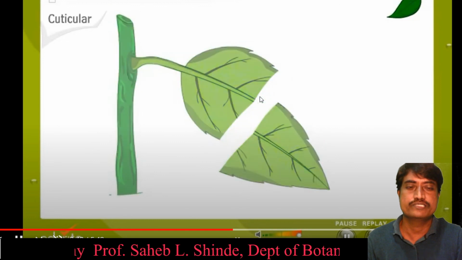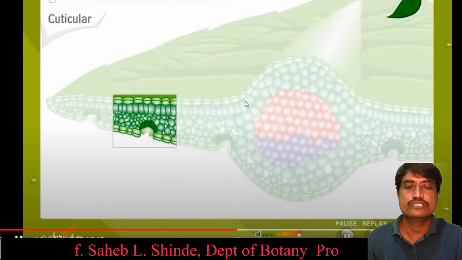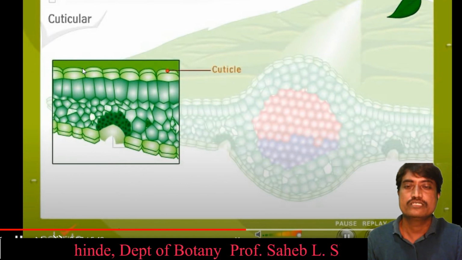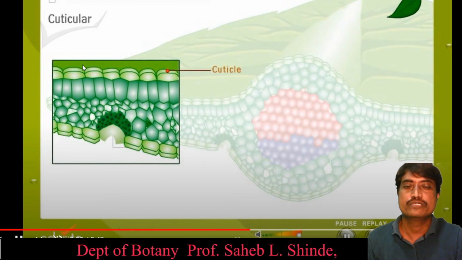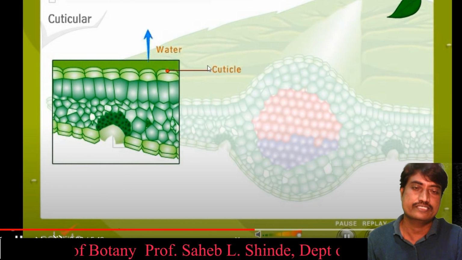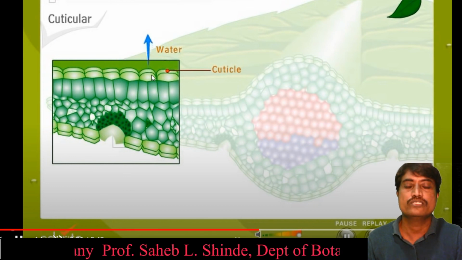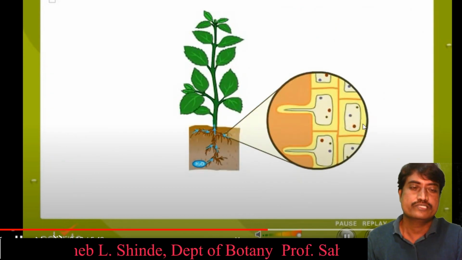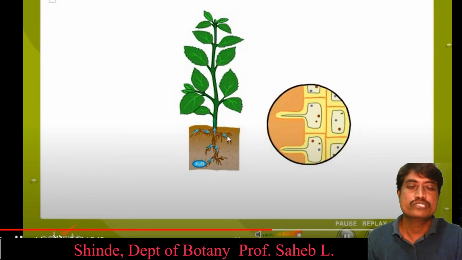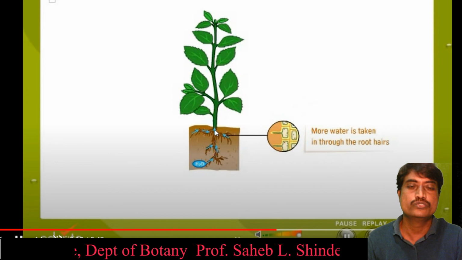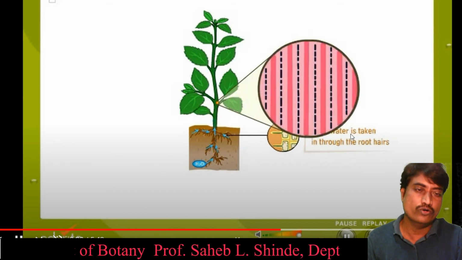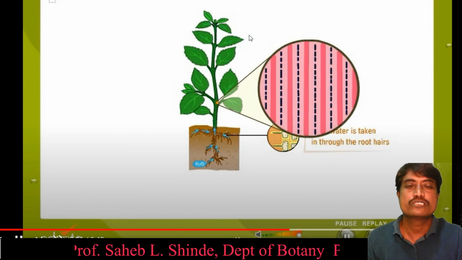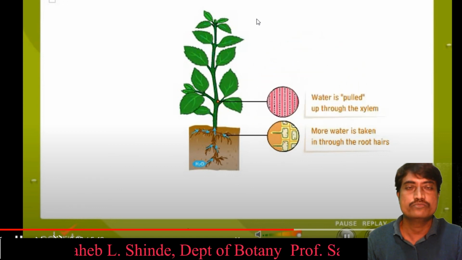Third one is cuticular transpiration. As we know, cuticular transpiration is a negligible transpiration process. The whole surface of the green part of the plant is covered by a thin waxy coating layer, that is nothing but the cuticle, but loss of water also occurs through that, that is the cuticular transpiration. Continuously water is absorbed by the root hairs and sent to the root, and upward pulling of water continuously occurs through a pipeline called xylem, and continuous loss of water occurs from the upper part of the plant to maintain body temperature.